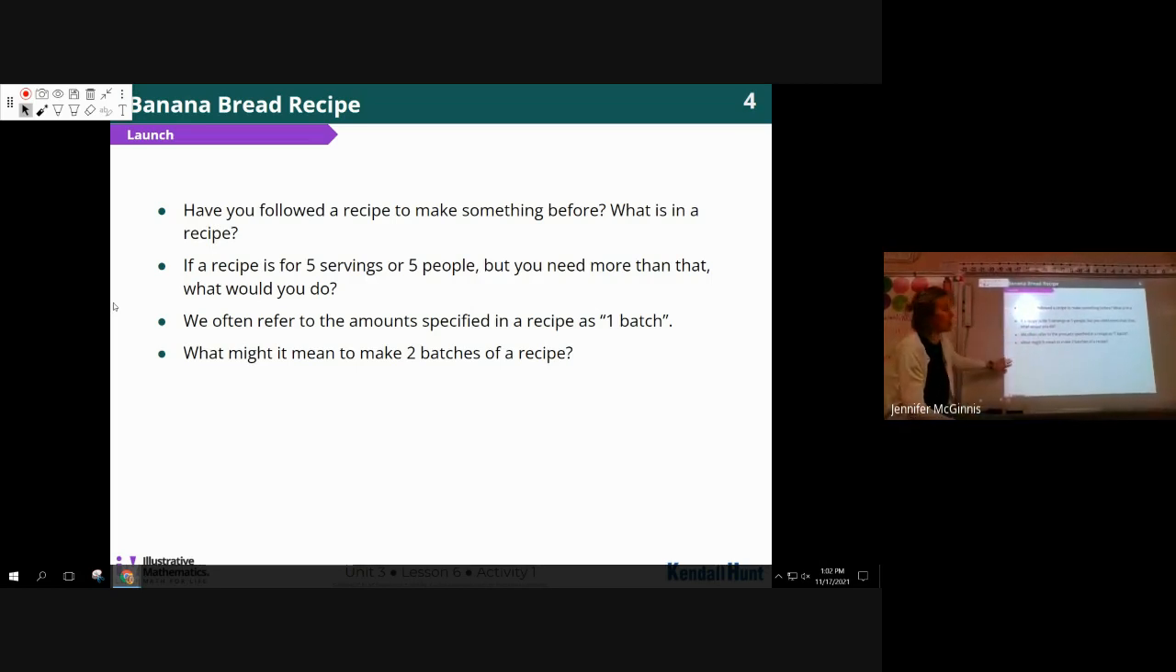And so we need some of this background knowledge before we get started. We often refer to the amounts specified in a recipe as one batch. So if you have 1 egg, 1 cup of milk, 1 teaspoon of salt, whatever it is, that makes 1 batch, right? What might it mean to make 2 batches of a recipe? Charles? 2 times the ingredients. Oh, y'all are making my little math heart so happy.